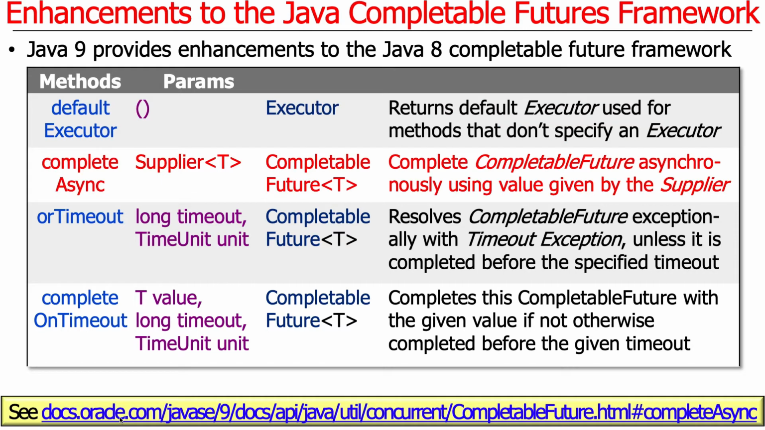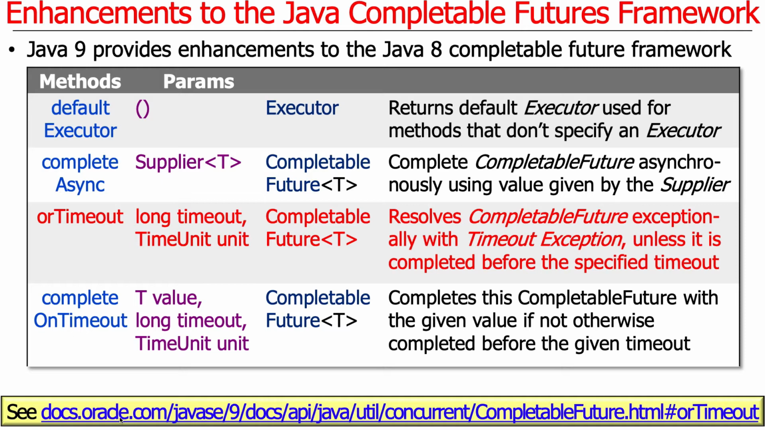There's a very interesting method called completeAsync, which can be used to complete a completable future asynchronously. And it's kind of a dual method to the complete method. There's a complete method which you can use to give a value, and completeAsync can be used to asynchronously get a value. And I'll show you how to program that in a second.